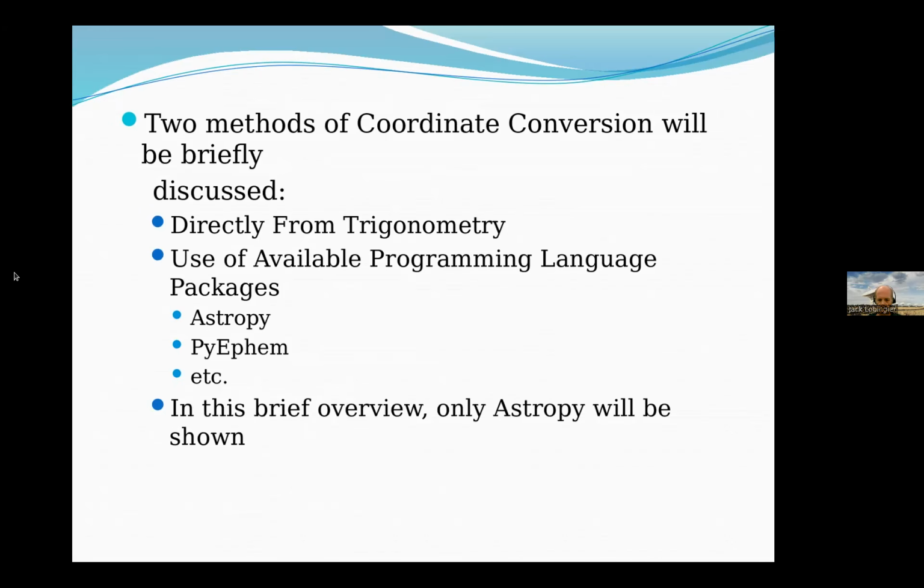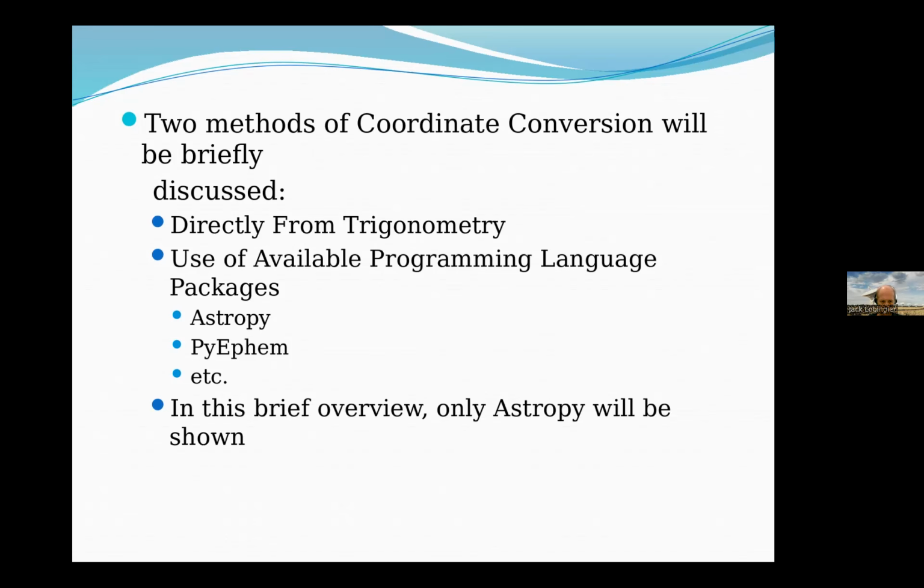So for the conversion of these coordinate systems, primarily, as I discussed earlier, from the horizon coordinate system to the equatorial coordinate system, there are a couple of simple ways to do this. One would be directly from trigonometry, and the other would be using the available programming language packages. In this case, we'll be talking about Python.